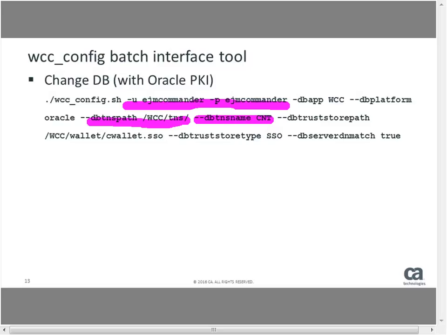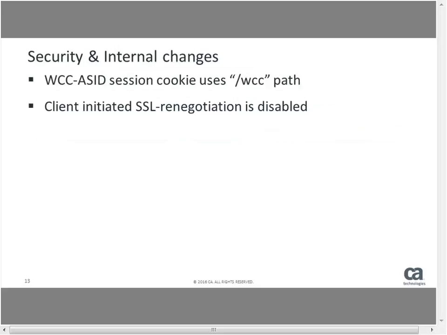You can see here example of path to the Oracle wallet. The DB trustor type is SSO, and the DN match is set to be enabled. So using these settings, if I run this command, it will change WCC database connection to Oracle, and it will use certificate authentication without the use of username and password authentication.